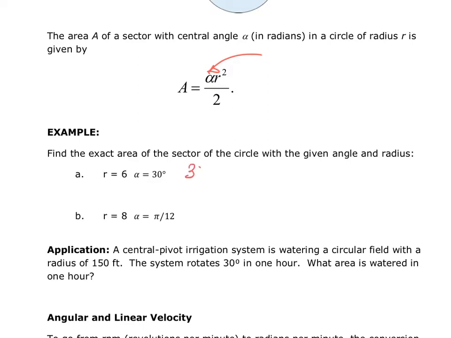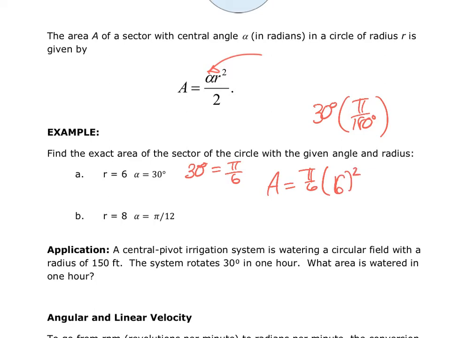So I know that 30 degrees is pi over 6. If I'm not sure, then the conversion I do is 30 degrees multiplied by pi over 180 degrees. And that's where the pi over 6 comes from. So my area is equal to my angle, which is pi over 6, multiplied by my radius squared, which happens to be 6 squared, and then divide that all by 2.